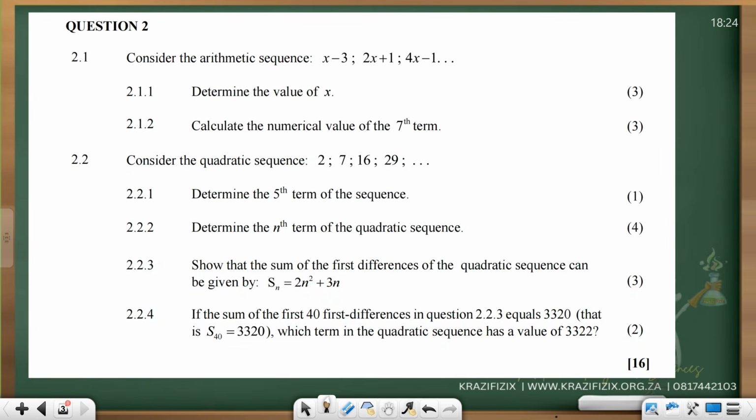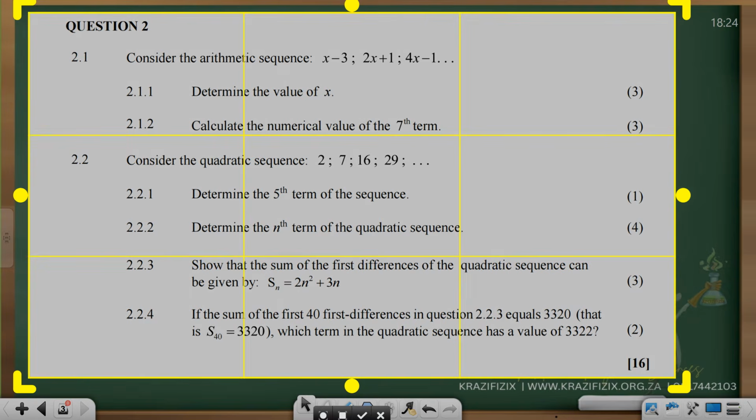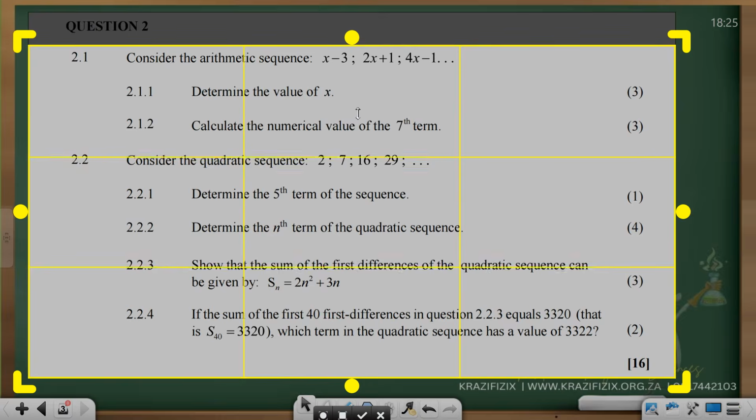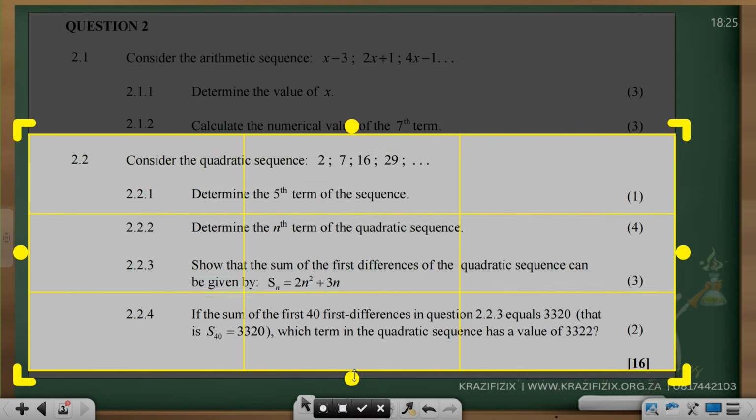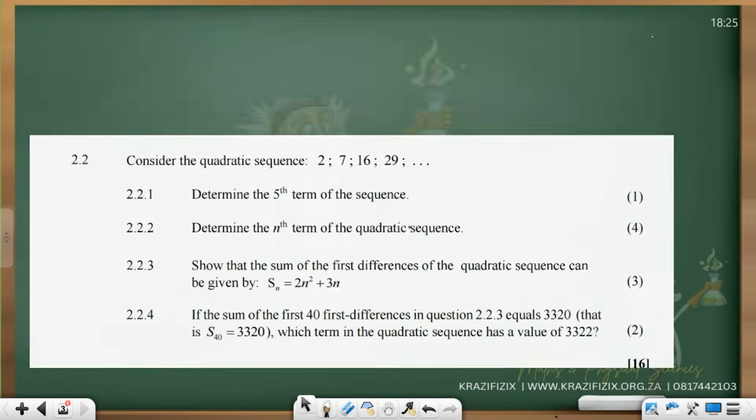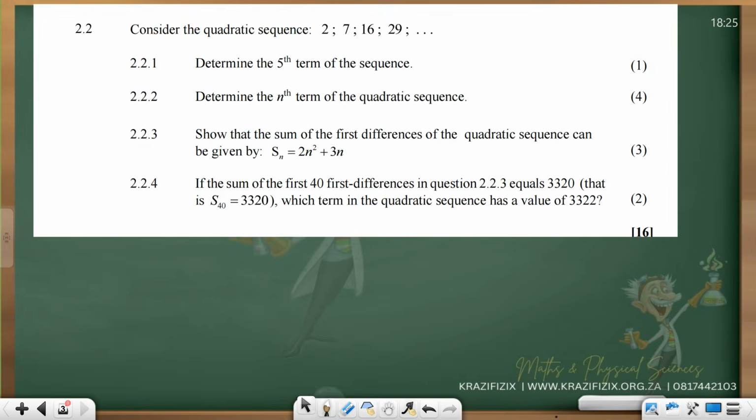Okay, done. Even this one, guys, I don't think I'm going to do the whole thing. I'm only interested in the last question. So please, in case you didn't get whatever answer we are given, let me know. Guys, 2.2.1?